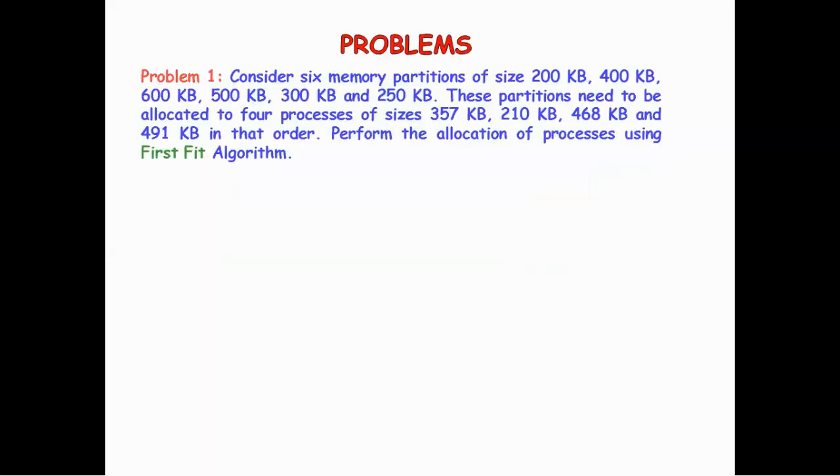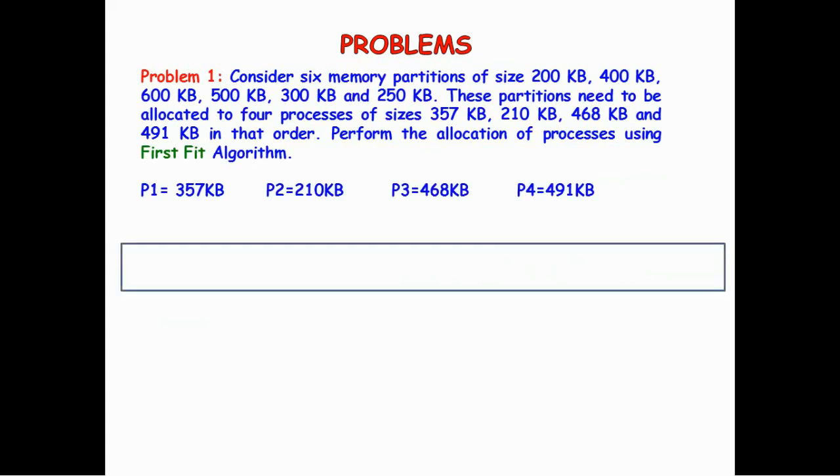in the given problem, 6 memory partitions of 6 different sizes were given. These partitions must be allocated to 4 processes of different sizes. Let us see how the processes are allocated using first fit algorithm. Let me give the size of the given processes. Let me draw the memory partitions now. We need to divide these memory partitions into 6 different partitions of given sizes. And these are all the sizes of 6 different partitions.